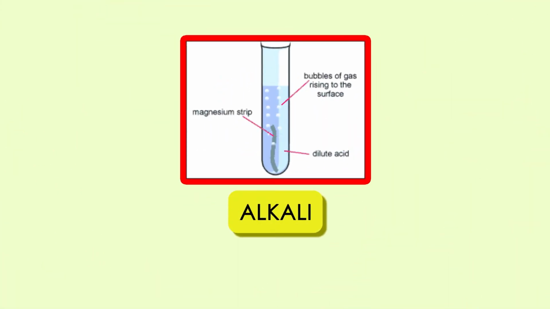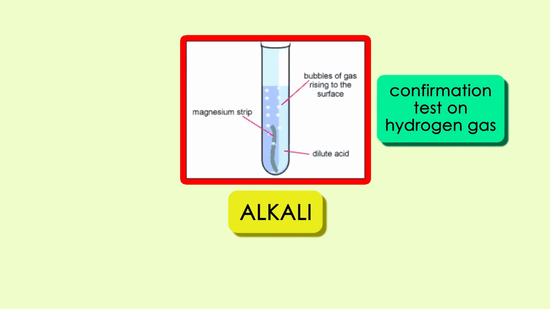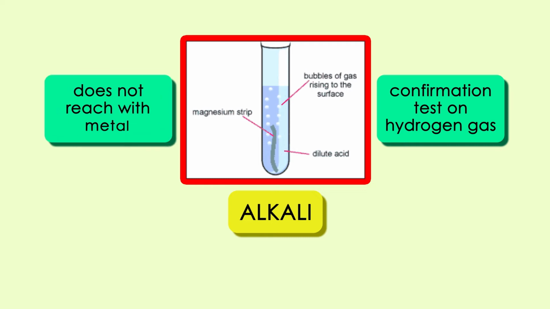In this picture, you can see bubbles of gases rising when the magnesium strip is dipped into dilute acid. The reaction between acid and metal gives out hydrogen gas. Only acid reacts with metal and produces hydrogen gas. Alkali does not react with metal. No bubble of gas rises when dilute alkali is mixed with metal.